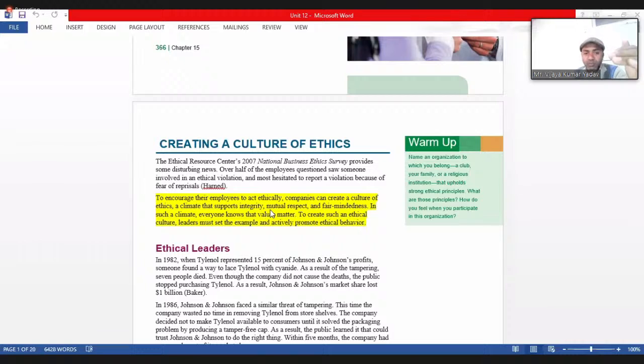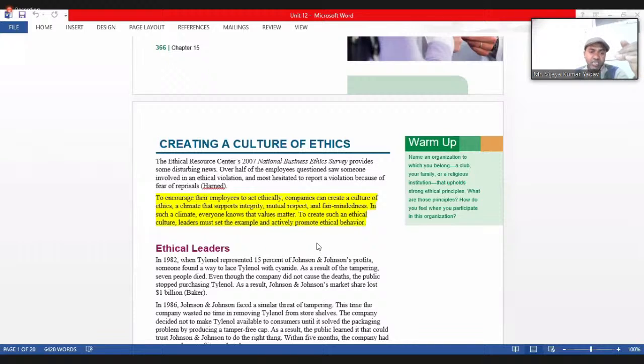That environment supports mutual respect. There must be respect for one another, and that environment supports fair-mindedness. There must be good judgment. So in such a climate, everyone knows that values matter. If that kind of environment is created in a certain company, then everyone knows that values are important. So values matter most.